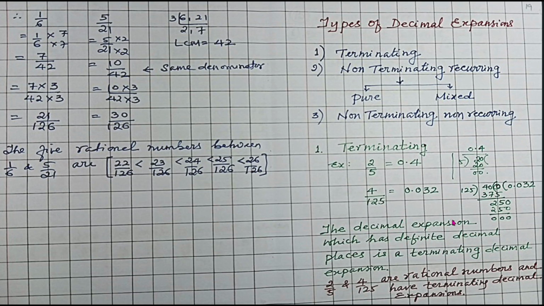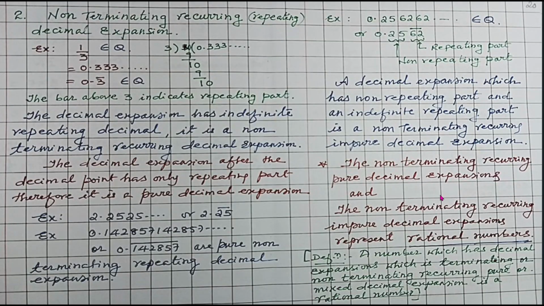So remember, the decimal expansion which has definite decimal places, there are definite places here, 3 places here, 1 place here, then it is called a terminating decimal expansion, and therefore 2 by 5 and 4 by 125 have terminating decimal expansions. And very interestingly, 2 by 5 is a rational number, 4 by 125 is also a rational number. Therefore, rational numbers have decimal expansions which are terminating decimal expansions. Please remember that.